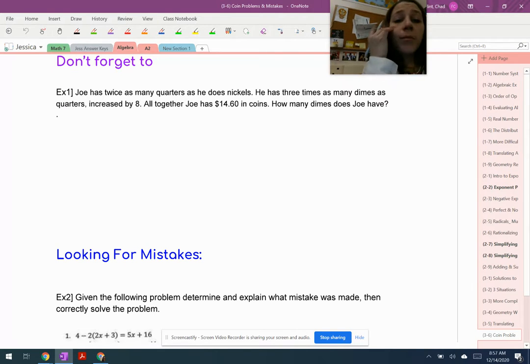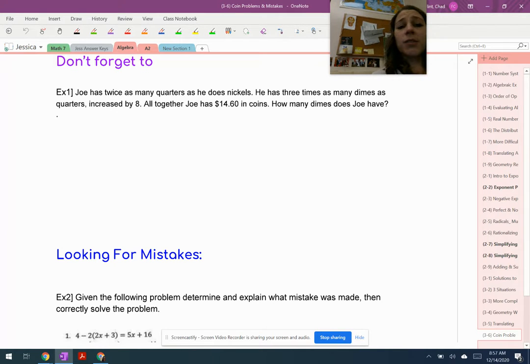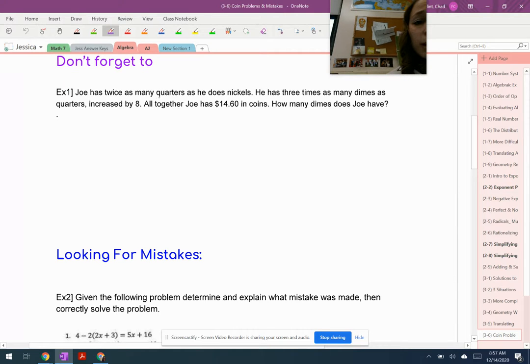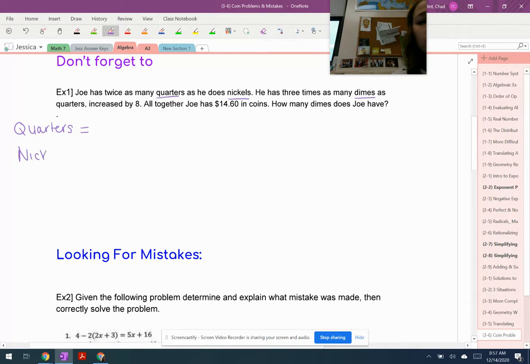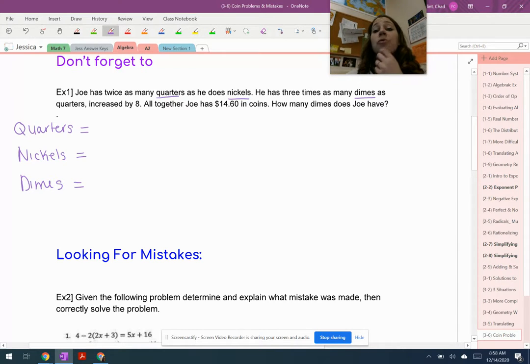So immediately I'm seeing with all the words here that this is one of those translating problems mixed into a money problem. I'm seeing that we're talking about quarters, nickels, and dimes here. So I'm going to start off with my basic let statements. Quarters equals, nickels equals, and dimes equals.